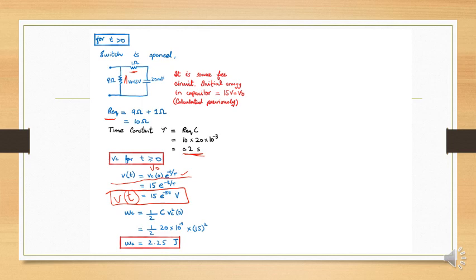Now again remember the same formula for energy, 1 by 2 C Vc square of 0. What was the value of that? Putting that value over here, and you also get the energy. It is a simple formula.